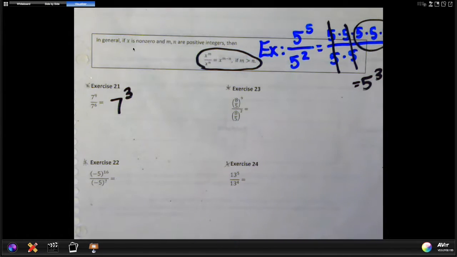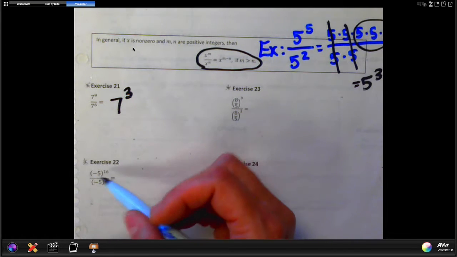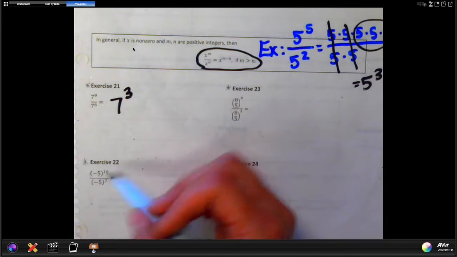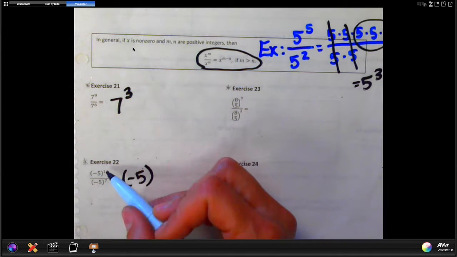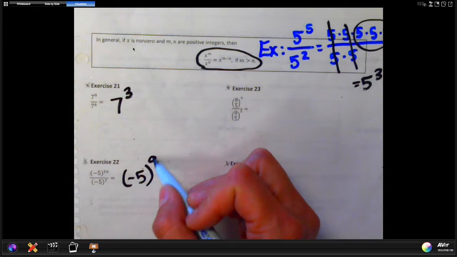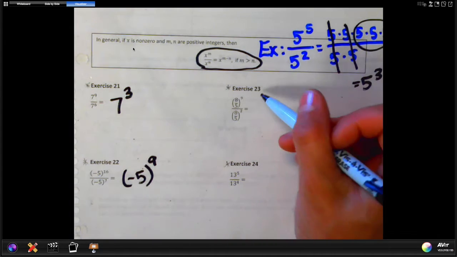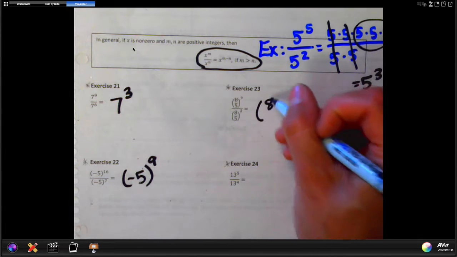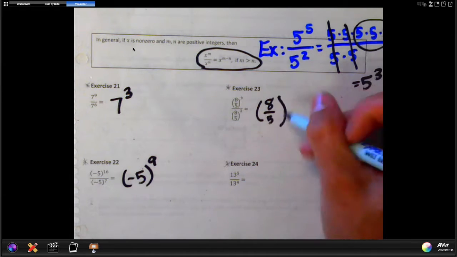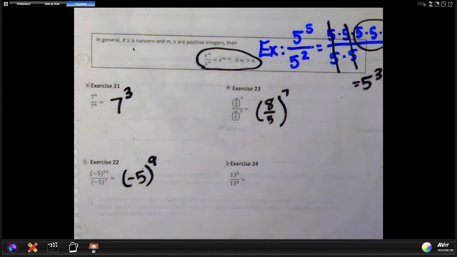Something I try to tell my students is if it's a fraction, we use subtraction when it comes to exponents. So it's sometimes easier to remember that. Same holds true for negative numbers. Negative 5, we're just going to keep that base of negative 5 and subtract the exponent. 16 minus 7 is going to give us 9. Okay? Exercise 23, the only difference is now you have a fraction on the top and the bottom as the base. Same thing, just keep the fraction in parentheses, 8 fifths, and subtract the exponents to the 7th power.